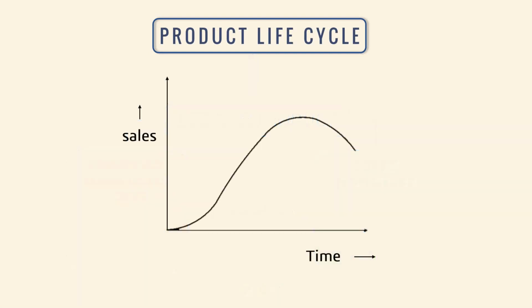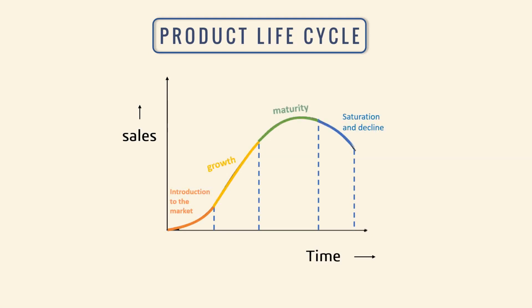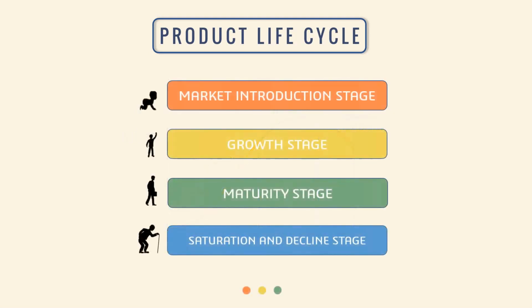Here, this is a plot between sales and time period of a product. You can see that the sales start from zero and keep rising till a peak level and then decline from there. The time period that the product exists in the market is a life cycle and it is divided into four main stages. They are introduction to market stage, growth stage, maturity stage, saturation and decline stage. So these are the different stages that are in a life cycle.